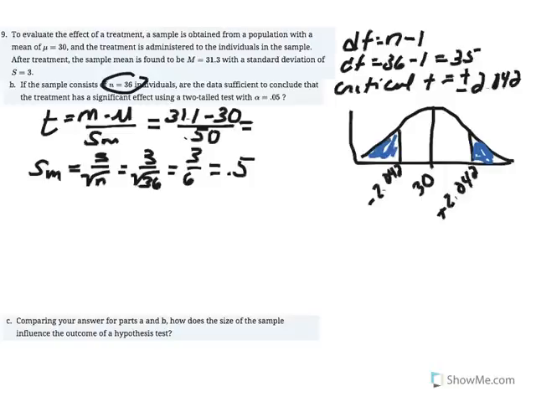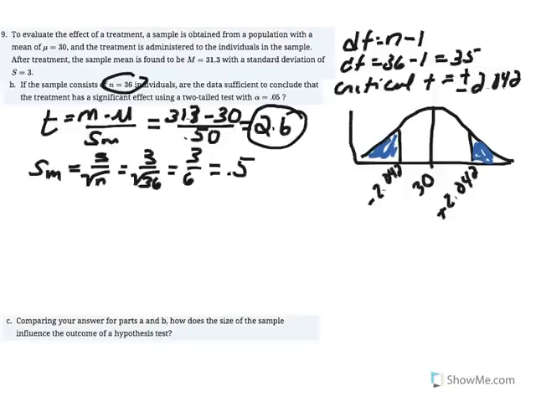Let's do that again. It's 31.3. I was getting something different, and now I know why. This is 31.3, excuse me. 31.3 minus 30 divided by 0.5, and we get a t-statistic of 2.6. So now let's go over to our distribution, and again, I can't stress enough how important it is to draw this out, because then visually you get a sense of the conclusions you're going to draw.